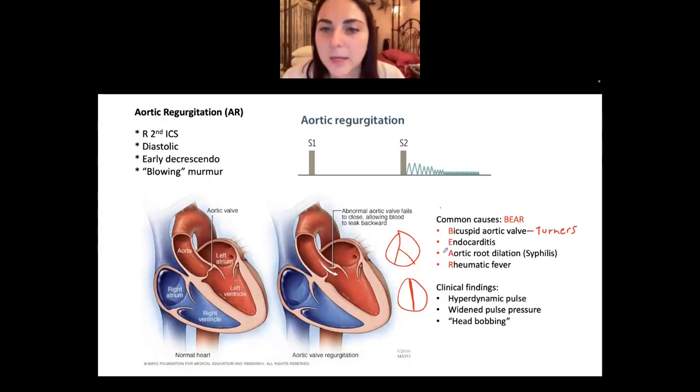Okay. Endocarditis can cause this. Aortic root dilation from syphilis can cause this. So syphilis is technically a vasculitis. I think it's so interesting. It actually just eats away at the vasa vasorum.